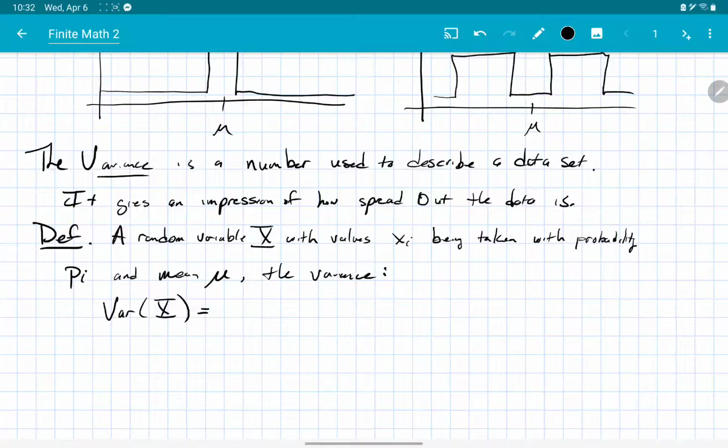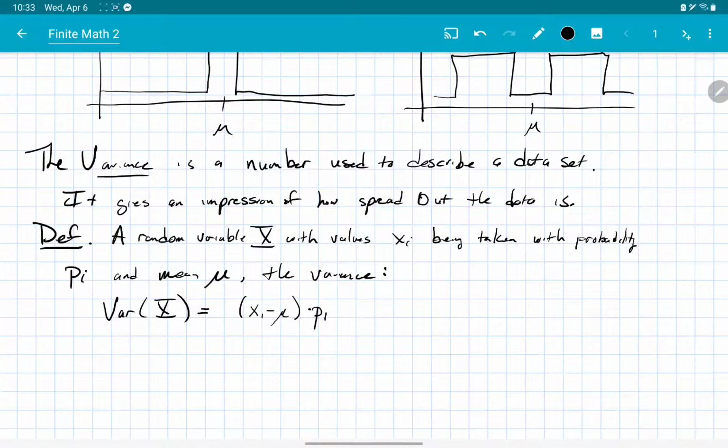Okay, so we want to figure out how spread apart the data is. The first reasonable thing to say is, okay, if I want to figure out the spread, I want to see how different x1 is from the mean. And I want to weight that by the probability of x1 happening. I want to figure out how far x1 is from the mean and weight that by how often that occurs. That tells me how x1 is some certain distance from the mean.